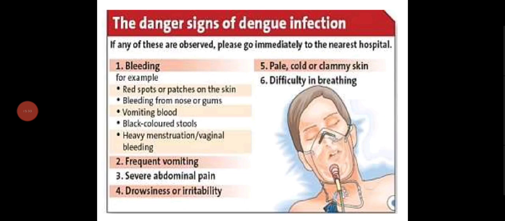What are the danger signs of dengue infection? First is bleeding. For example, red spots or patches on the skin, bleeding from nose or gums, vomiting blood, black colored stool, heavy menstruation or vaginal bleeding. So this is the bleeding. Okay, under bleeding it comes. Then frequent vomiting, severe abdominal pain, drowsiness or irritability, pale, cold or clammy skin, difficulty breathing. These are the very dangerous signs in the dengue infection.